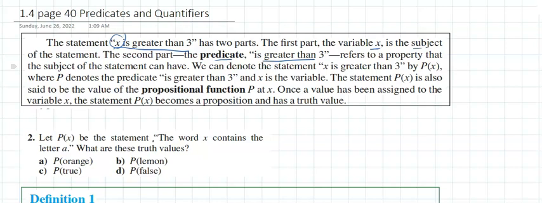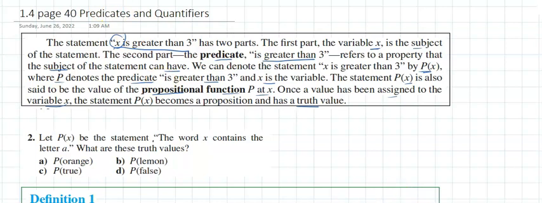It refers to a property that the subject or the variable of the statement can have. We can denote x is greater than 3 by P of x, where P denotes the predicate is greater than 3, and x is the variable. The statement P of x is also said to be the value of propositional function P at x. Once a value has been assigned to the variable x, the statement P of x becomes a proposition and has a truth value. It could be true or false.